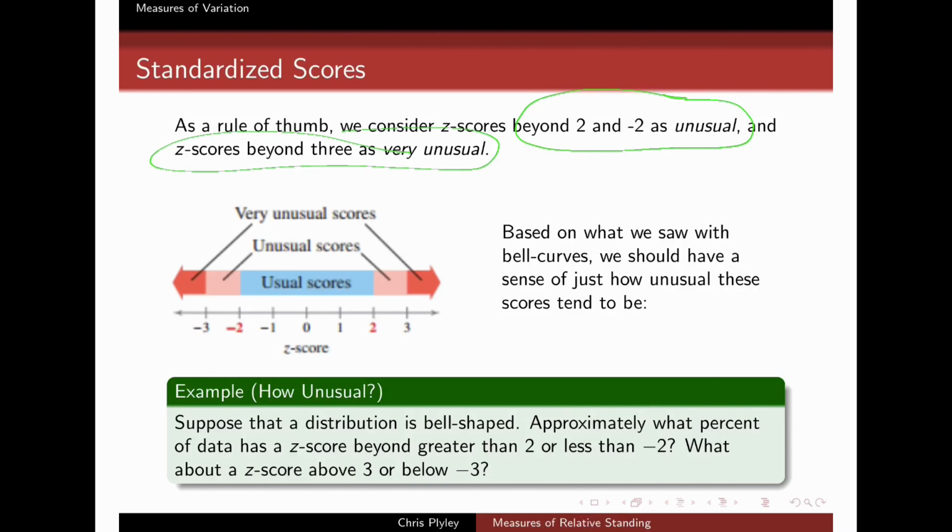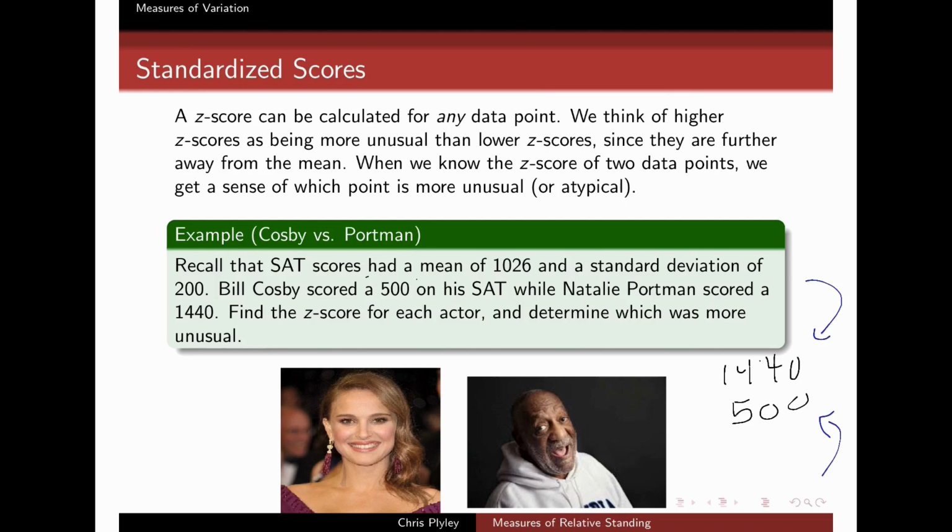So, before we look at that green box, let's go back here and think, what is the actual z-score for each of these two SATs? So here's another question. Find the z-score for Cosby and find the z-score for Portman and tell me which one you think is more unusual.